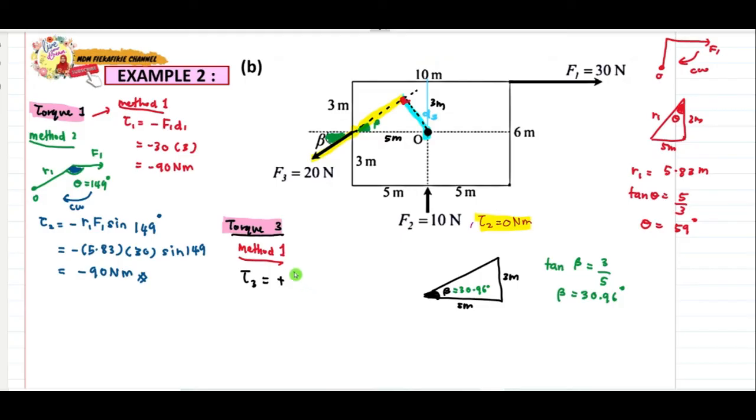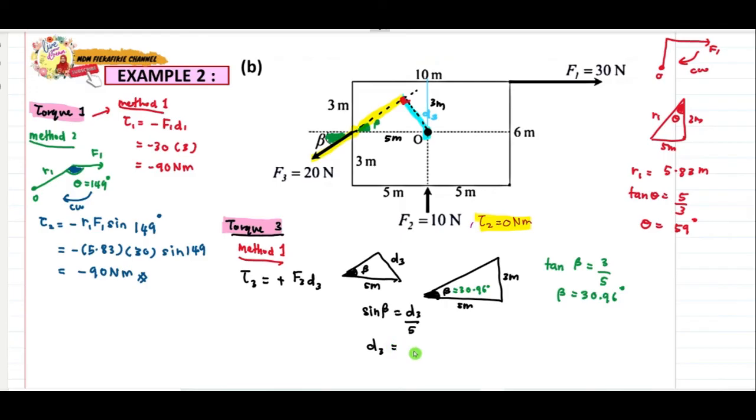F3 kita dah ada nilai times D3. Sekarang ini kita nak cari dulu D3 ni apa dia. Yang line color biru tadi. Jadi kalau saya lukis triangle dekat sini, dia akan jadi macam ni lah. Hypotenuse 5, and this is D3, and this is beta. Kan beta kita dah kira tadi. So in order to calculate D3, I will use sin beta is equal to D3/5.